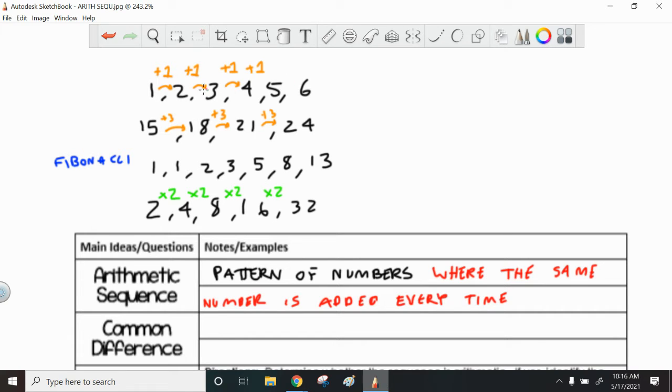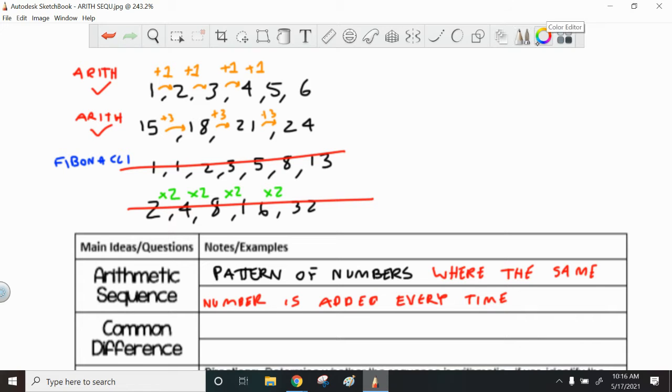And so looking at these 4 patterns up here, they're all patterns, they're all sequences of numbers, but they are not all arithmetic sequences, okay? This first one is arithmetic. The second one is arithmetic. This third one is not an arithmetic sequence. This fourth one is not an arithmetic sequence, right?